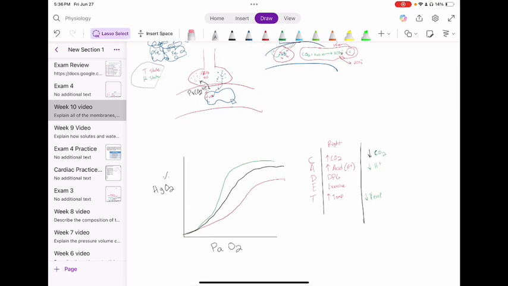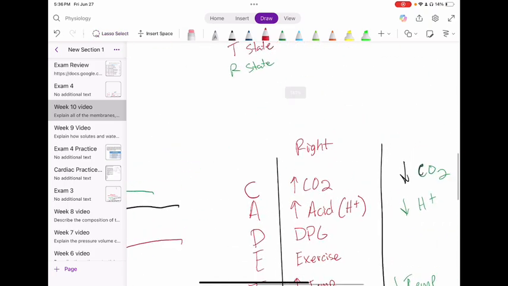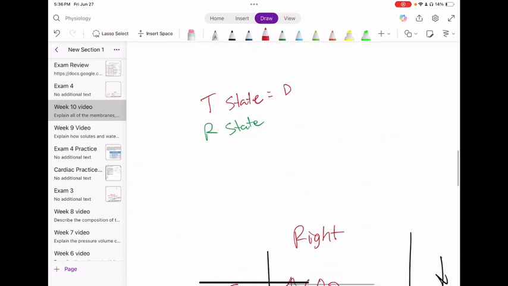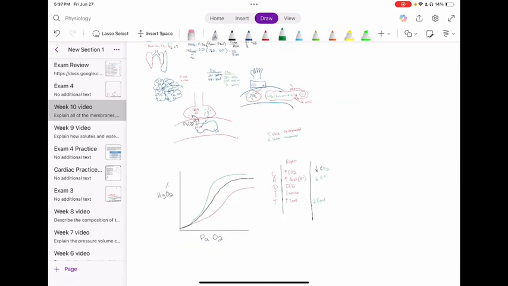So just a reminder, T state is deoxygenated, and this is oxygenated. All right, that's all I have to talk about today.